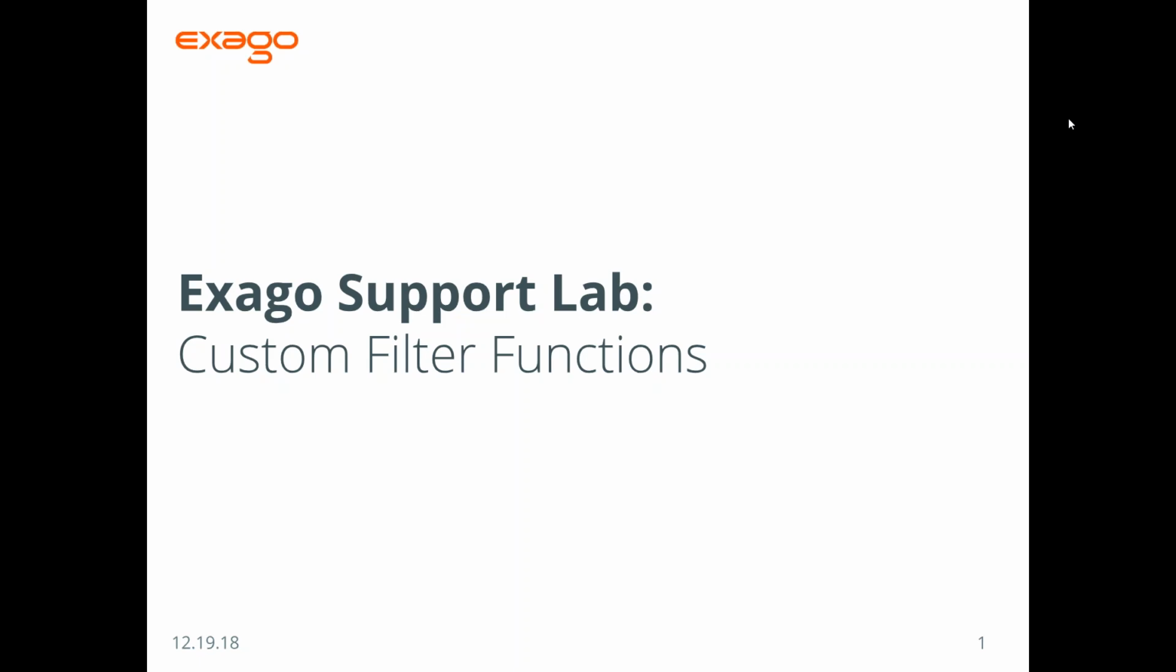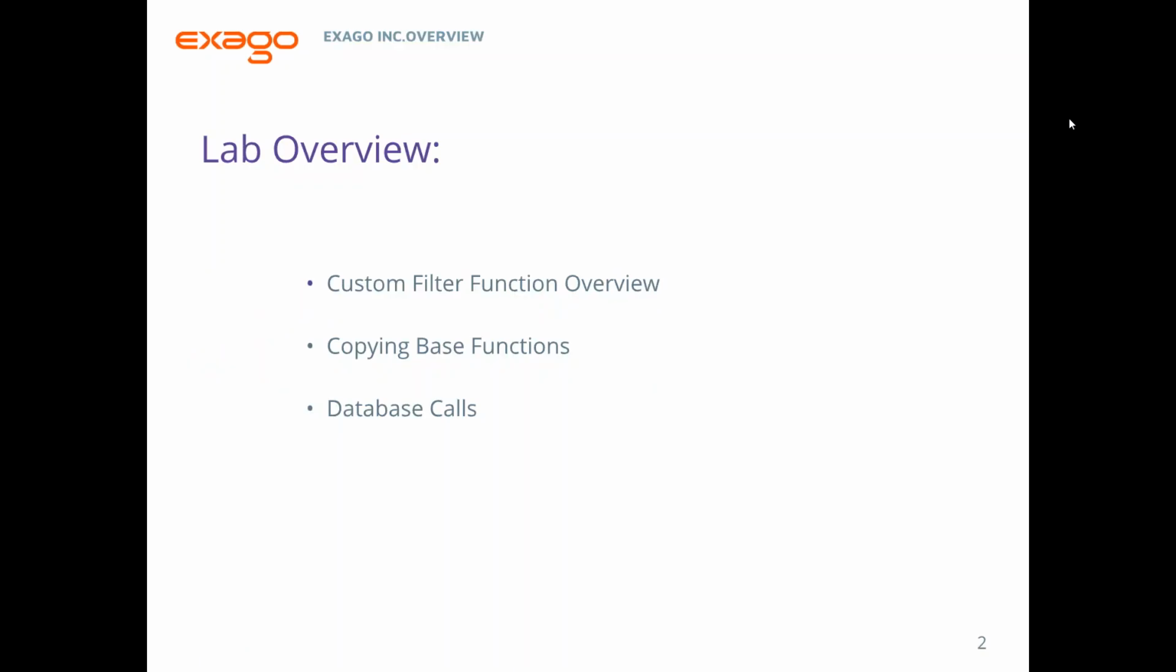So as I mentioned, my name is Nick Cortina, and today we're talking about custom filter functions in Exago. To give you just a bit more perspective on what explicitly we'll be covering today, we're going to give a brief overview on custom filter functions, where they are, where we might choose to use them. We're going to take a look at copying some of our base functions, so that way we can better tailor them to fit some of our use cases as necessary. And then finally, we're going to take a look at a slightly more complex example where we actually utilize a database call to generate a new value that we can then use for the purpose of filtering.